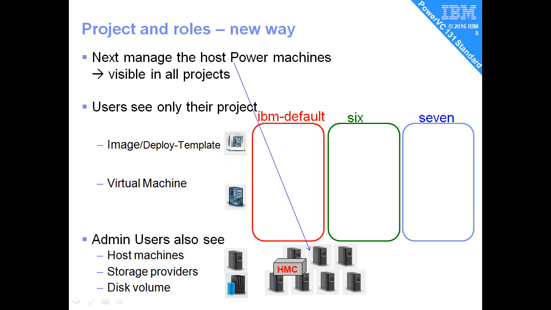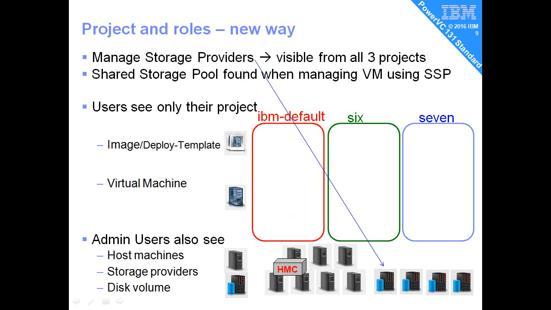Next, via the HMC, you can see all the machines that it's connected to and decide which of those you want to manage. When you manage those, they are visible to all the projects. The same is true for the storage providers. We can see those once you've logged in and set the credentials up, and if you're using a shared storage pool, they only become found when you actually start managing a virtual machine in the pool. But again, that will work across all 3 projects.